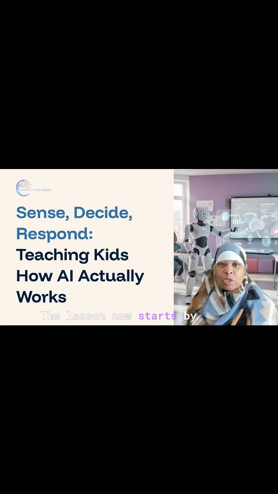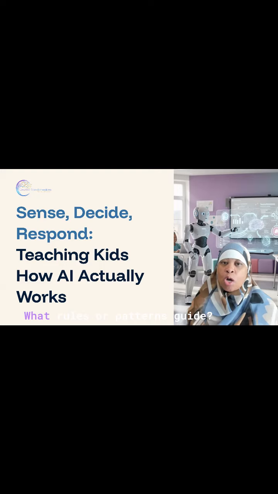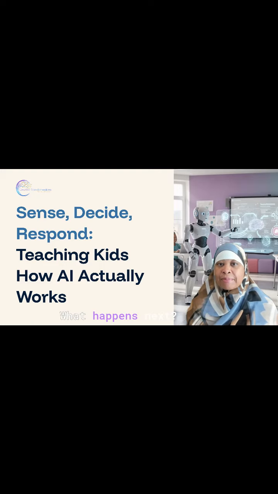The lesson starts by grounding students in tools they already know, things like voice assistants, video recommendations, or games. Students are not asked to use AI, they are asked to think about it. Then the class breaks those tools into questions. What does the tool sense? What information does it take in? What does it decide? What rules or patterns guide what happens next? How does it respond? What actions do we see? Students map this out visually using flowcharts and discussions, which makes the system visible instead of mysterious.